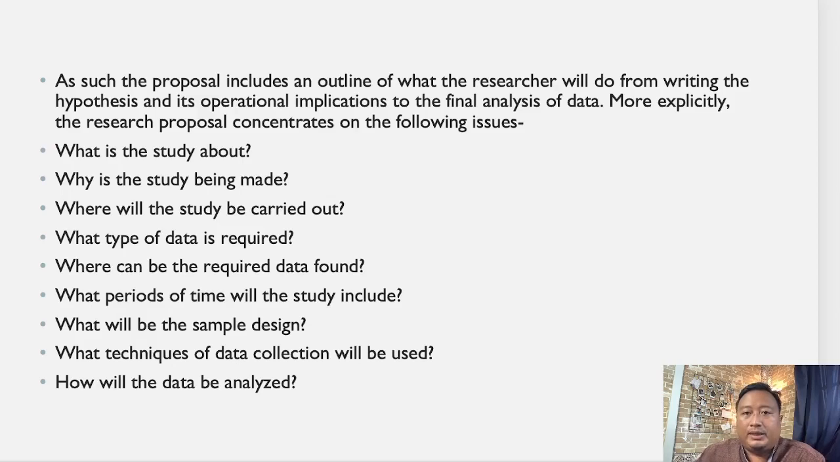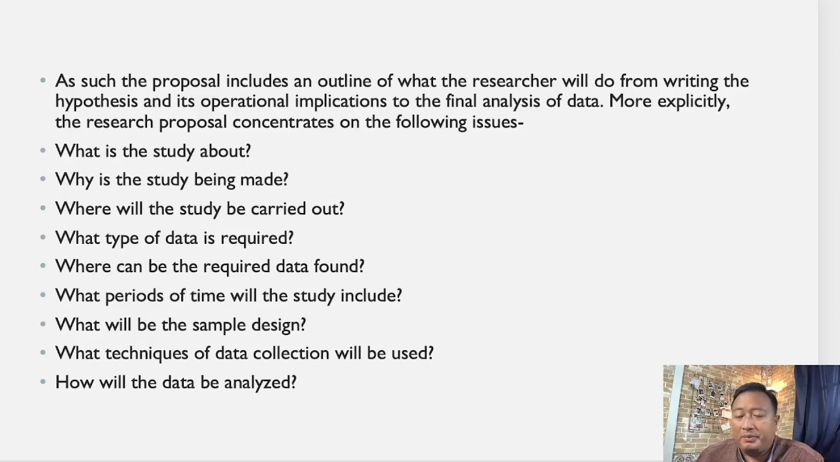So this is just the instruction for you to kickstart your project. These are the questions that should be asked about your project. What is the study about? What is the study being made? Where will the study be carried out? What type of data is required? Quantitative, qualitative, the ones that we already discussed before. Where can the required data be found? What period of time will the study include?